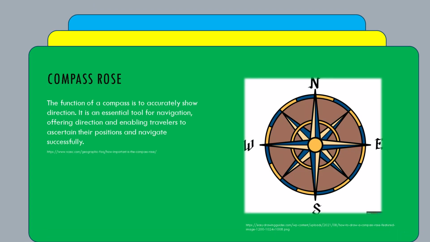Compass rose. So the function of a compass rose is to accurately show direction. It is an essential tool for navigation, offering direction and enabling travelers to ascertain their position and navigate successfully. So compass roses are mostly used by sailors to help them locate the north point.